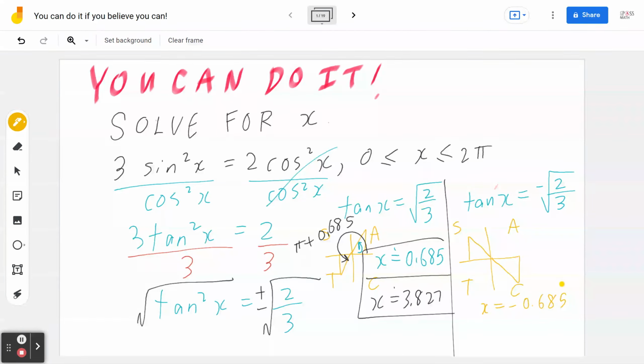Now you've got to be careful here because that is not one of the answers. This is not inside the domain where x is in between 0 and 2 pi inclusive. So that's mathematically true, but it's not the answer we're looking for. However, this will still give you the related acute angle, which is 0.685. Same thing here, that's 0.685. So the two angles we're looking for, one of them is going to be here. That's basically pi minus the related acute angle, 0.685.